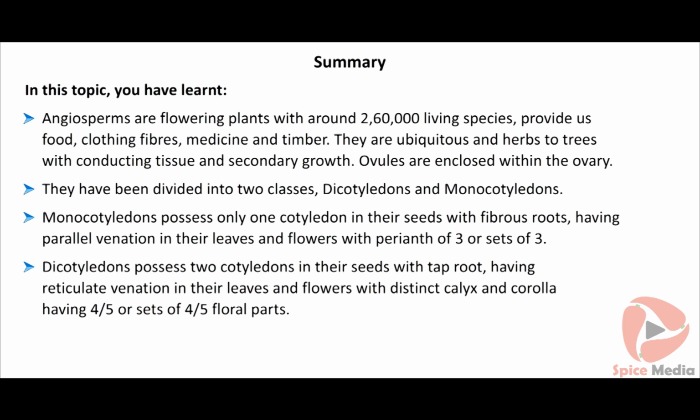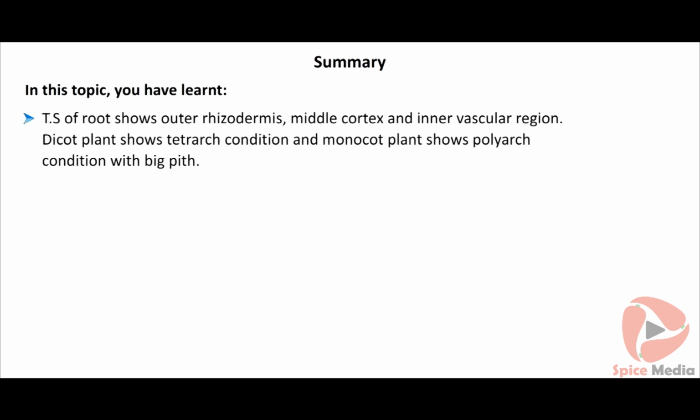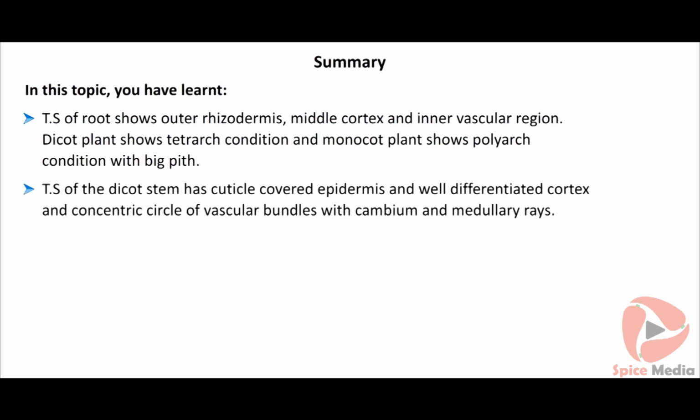Monocotyledons possess only one cotyledon in their seeds, with fibrous roots, parallel venation in their leaves, and flowers with perianth of 3 or sets of 3. Dicotyledons possess two cotyledons in their seeds, with taproot, reticulate venation in their leaves, and flowers with distinct calyx and corolla having 4 to 5 or sets of 4 to 5 floral parts.